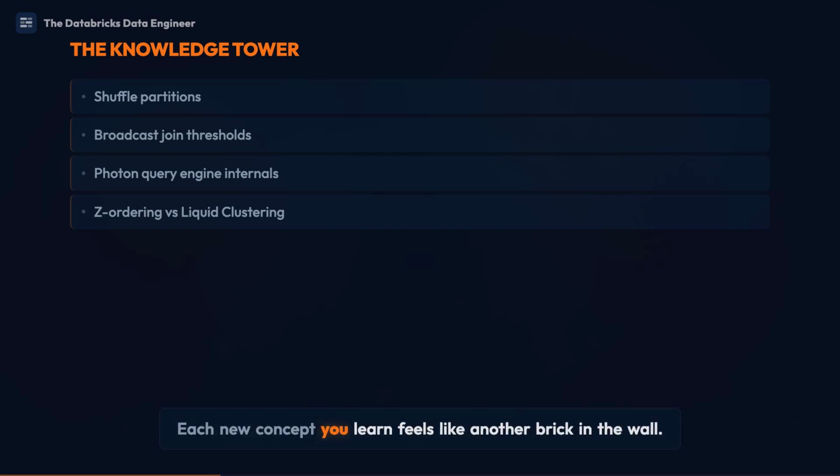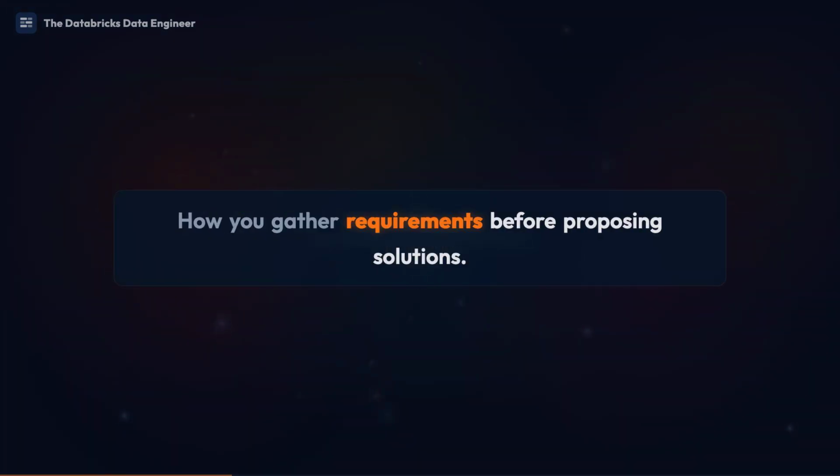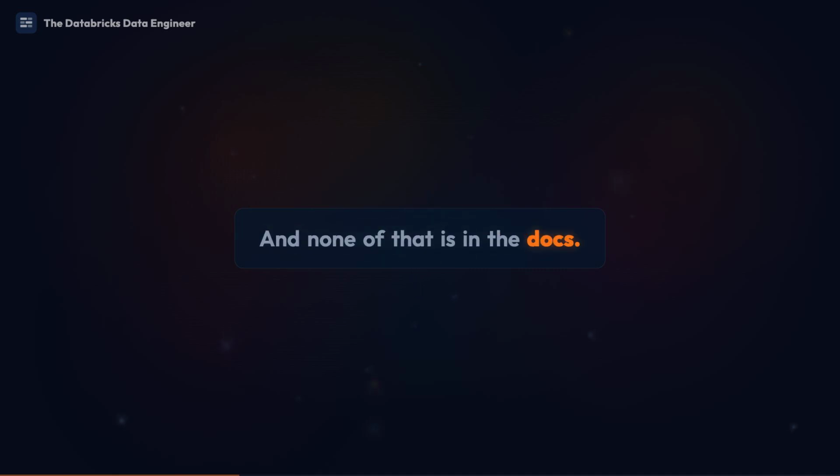Each new concept you learn feels like another brick in the wall, but the interview isn't a knowledge test, it's a judgment simulation. The interviewer wants to see how you think under constraints, how you gather requirements before proposing solutions, how you make trade-offs when there's no perfect answer, and none of that is in the docs.